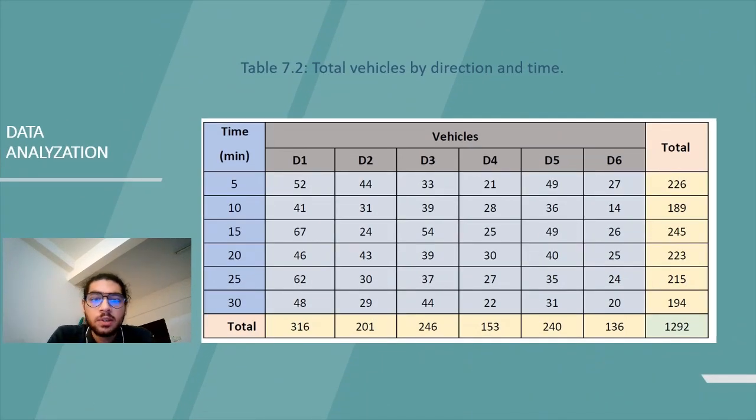Also, this is table 7.2, total vehicles by direction and time. So we have vehicles in directions D1, D2, D3, D4, D5, D6 and the times 5 minutes, 10 minutes, 15 minutes, 20 minutes, 25 and 30 minutes. And we have got a total of the same 1292 vehicles.